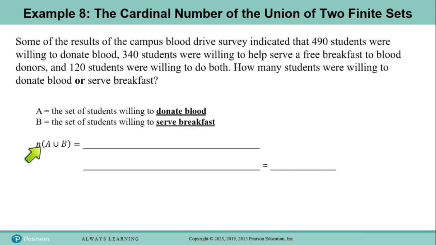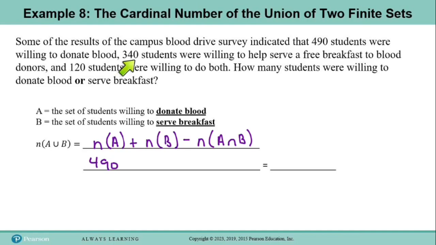And so the number of students who were willing to either donate blood or serve breakfast is going to equal the number of students in set A plus the number of students in set B minus the number of students in the intersection of A and B. So from the problem, we know that the number of students willing to donate blood was 490, so that's the number of students in set A. And we know that the number of students willing to serve breakfast was 340. And then we know that the number of students willing to do both was 120. So we just need to subtract that because those 120 students have already been included 2 times.